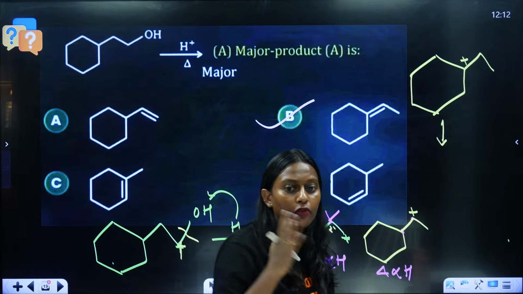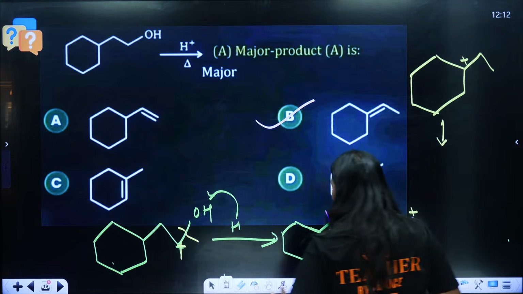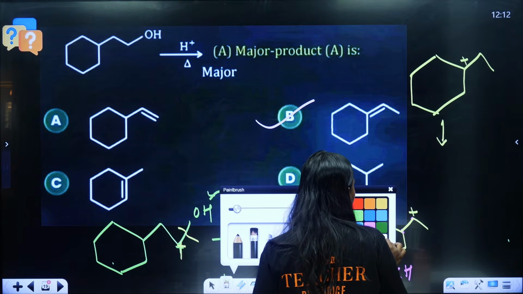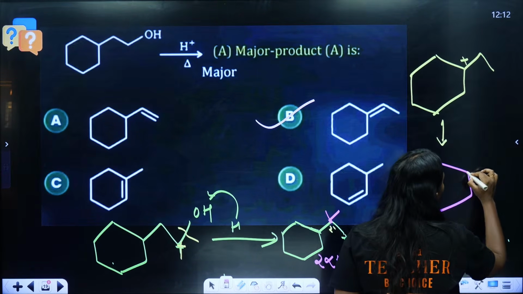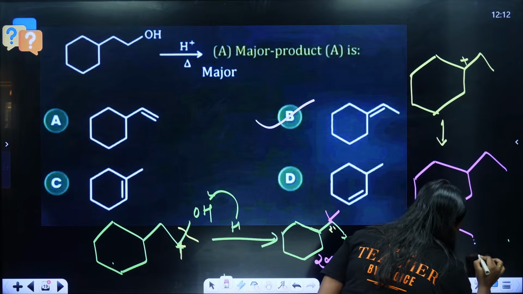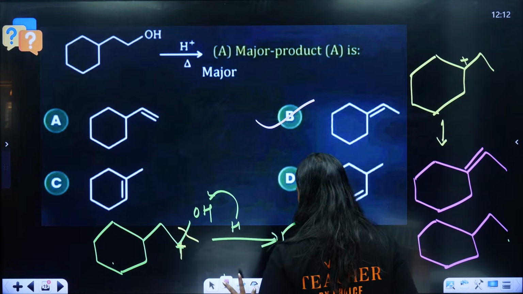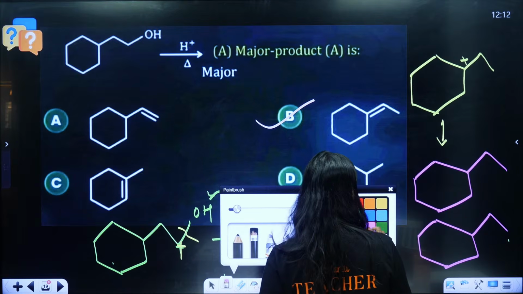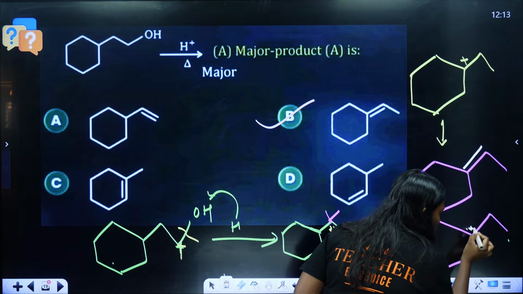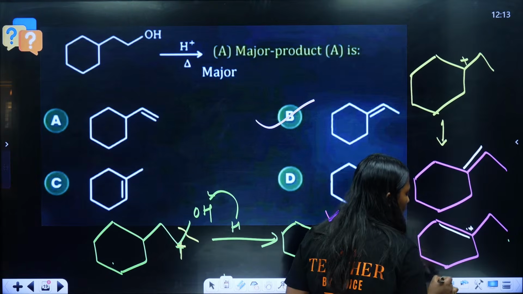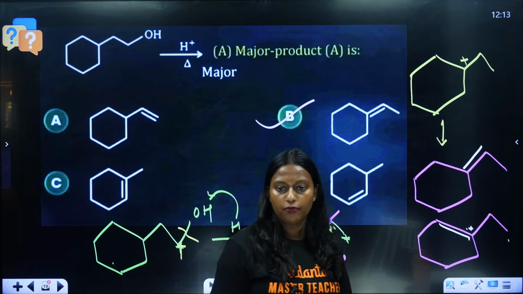So next what will happen? Double bond. We want a double bond, alcohol la irundhu alkene form aganum. So where will this double bond form? In between alpha and beta. There are two chances. Either this double bond will form here, or it can form here. Whichever way it forms, it is the same.